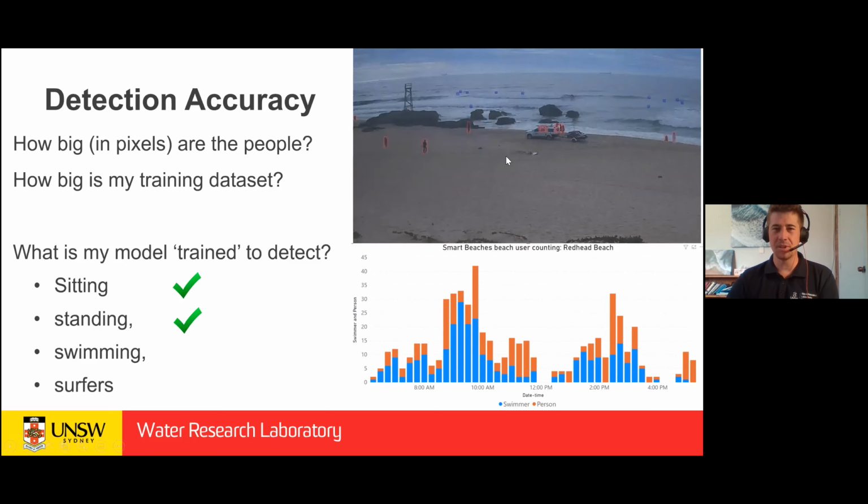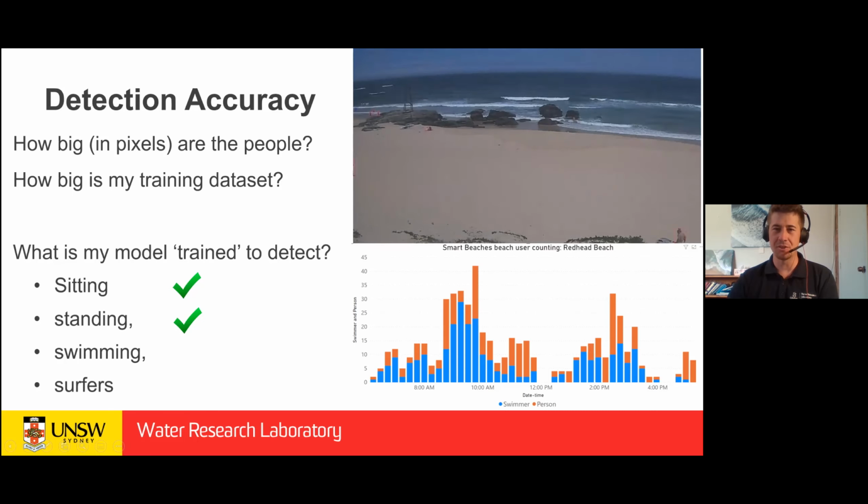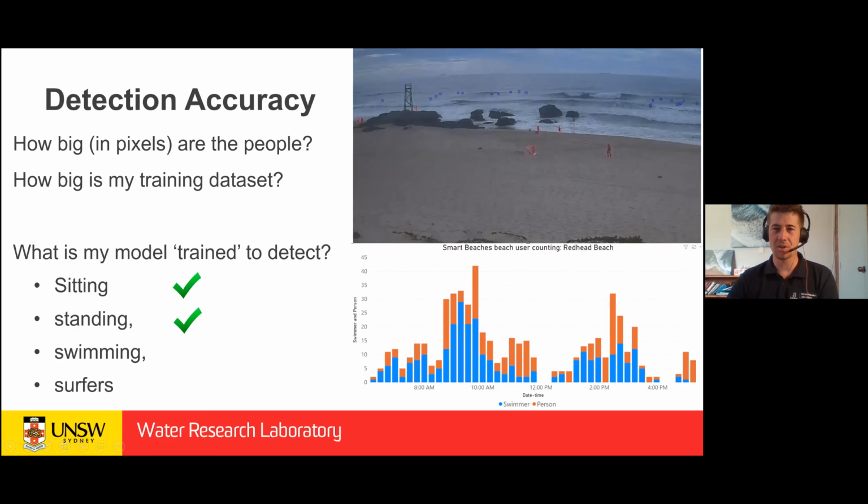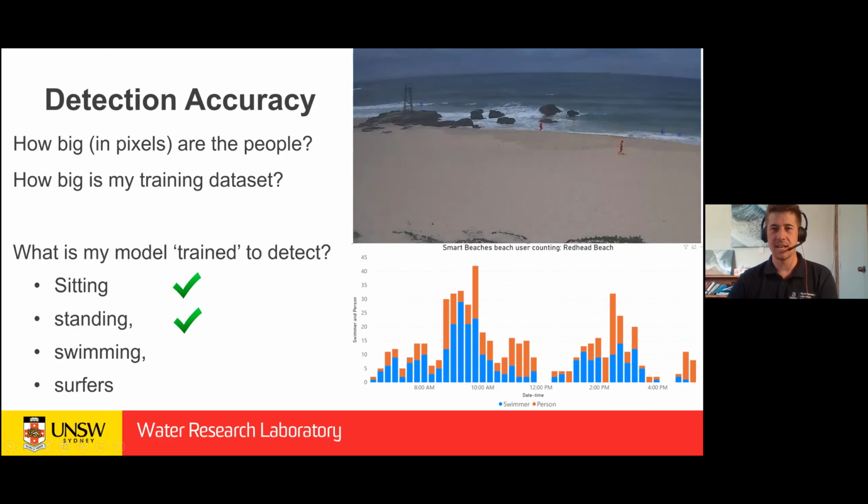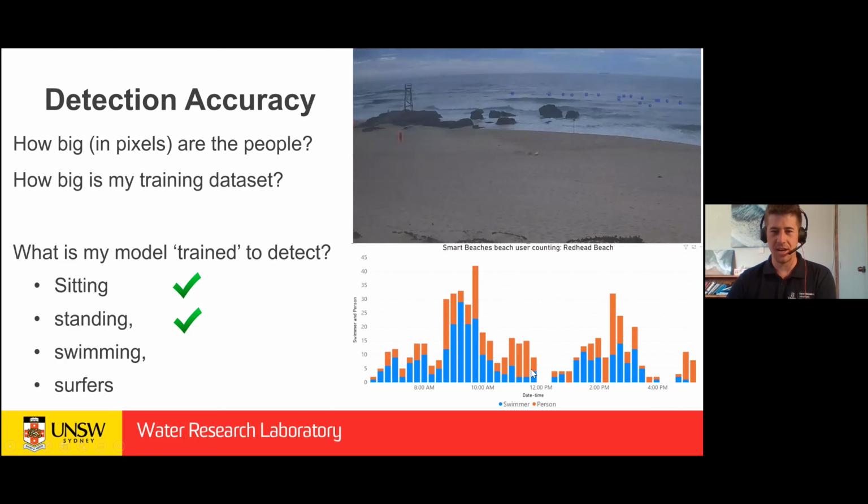You can see an example here on the right where we're able to detect 2 classes, which are people on the dry beach, but also the blue boxes are people out in the water. And this is an example from the Smart Beaches project, which we'll use to count people using cameras up at Newcastle, just north of Sydney. And here's some results of a breakdown throughout a day of swimmers versus people on the dry beach.